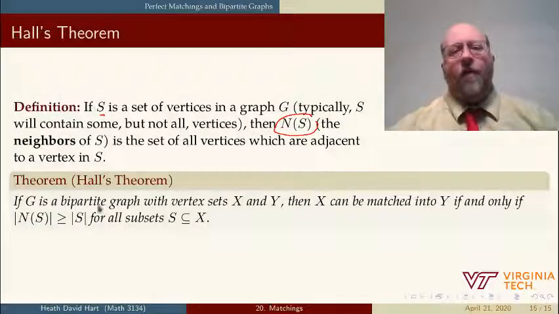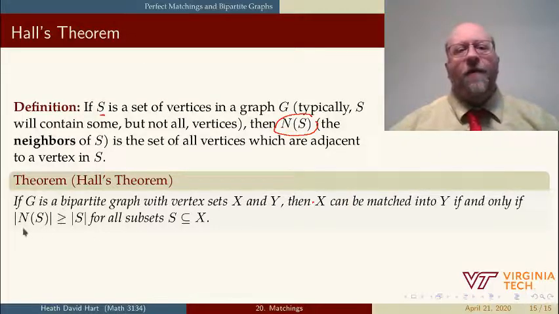And Hall's theorem says that in a bipartite graph, X could be matched into Y if and only if the neighbors are at least as big as the size of the set for all subsets in X. If I have a set of vertices and not enough neighbors to match them into, then we can't do a matching. Okay? I'm not going to take the time to prove this theorem, but I think the proof is kind of obvious from the example that we've seen.